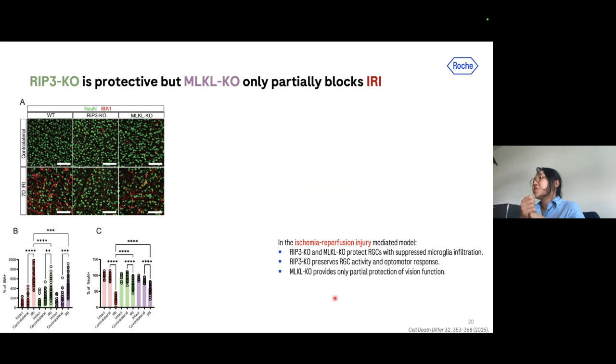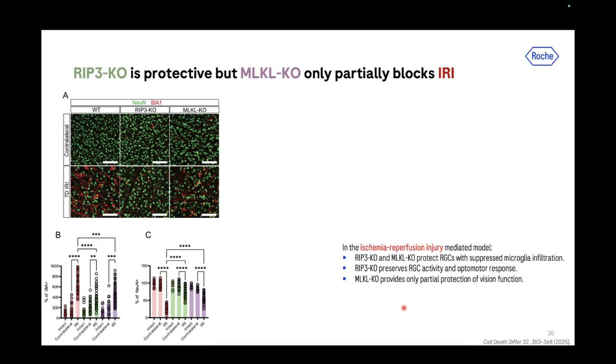So now we wanted to determine whether this protective effect of RIP1 is mediated through the necroptosis pathway, specifically via RIP3 and MLKL, which are the key downstream effectors. To address this, we used two independent knockout mouse lines, RIP3 knockout and MLKL knockout mice, and subjected them to ischemia reperfusion injury. The data is in this slide.